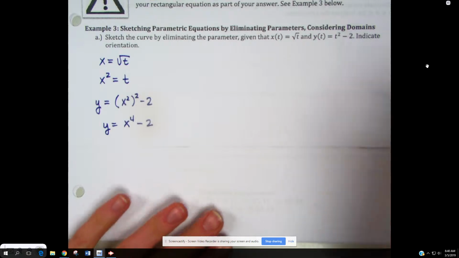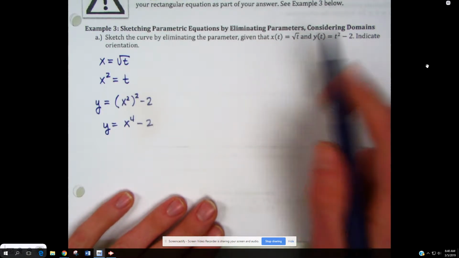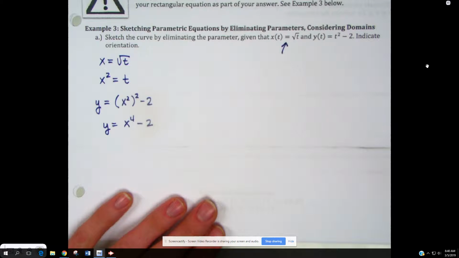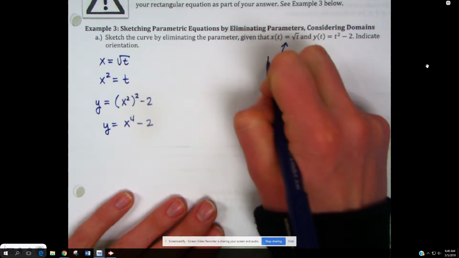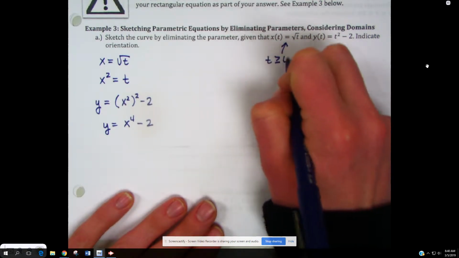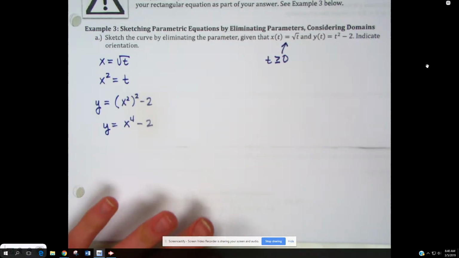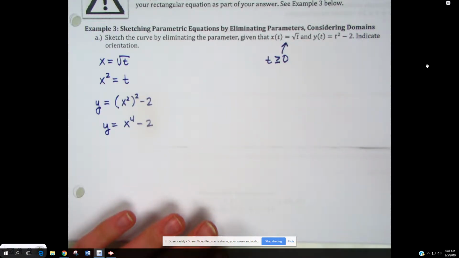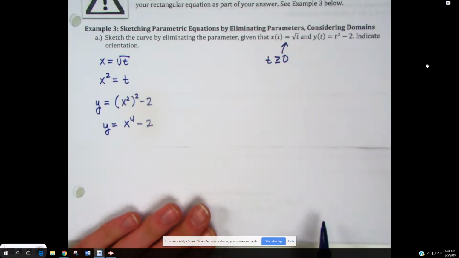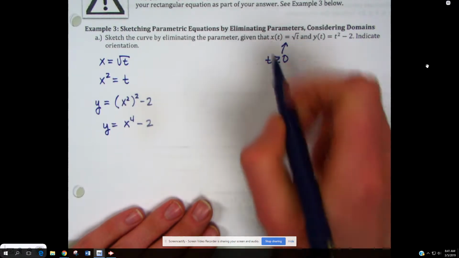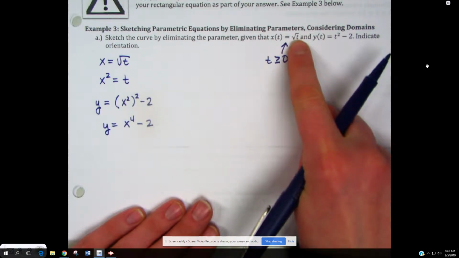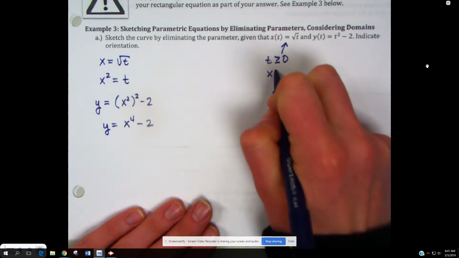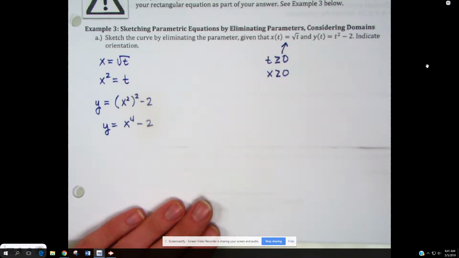However, I need to go back to the original and pay attention to domains and ranges. What do you know about x of t, right? If it's the square root of t, then by definition with square roots, I can only select values where t is greater than or equal to 0, because I need x of t to exist. So the domain of that subfunction, that parametric part, is limited. And in addition, I also know that if I'm plugging in values that are greater than 0, square root functions only generate values that are going to be greater than or equal to 0.